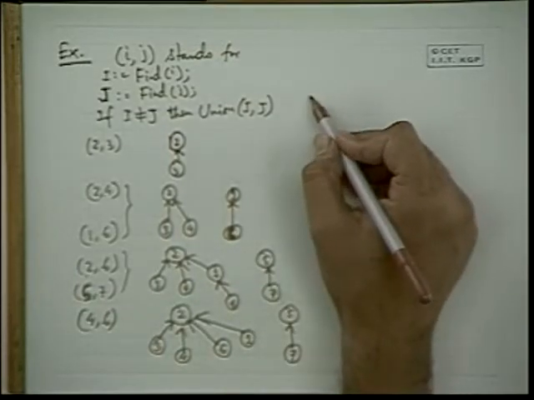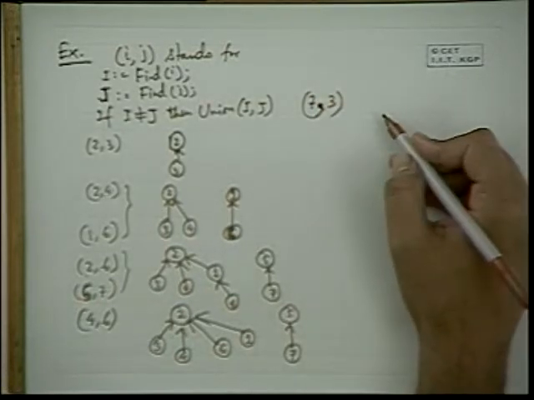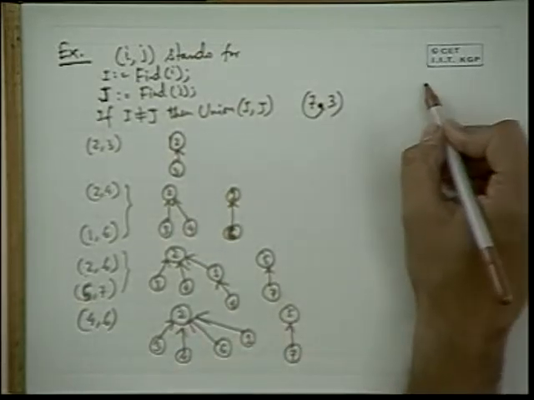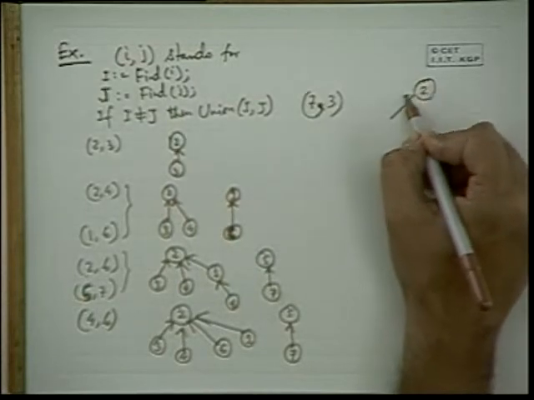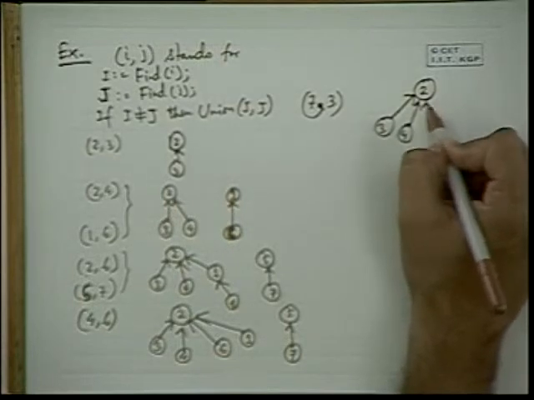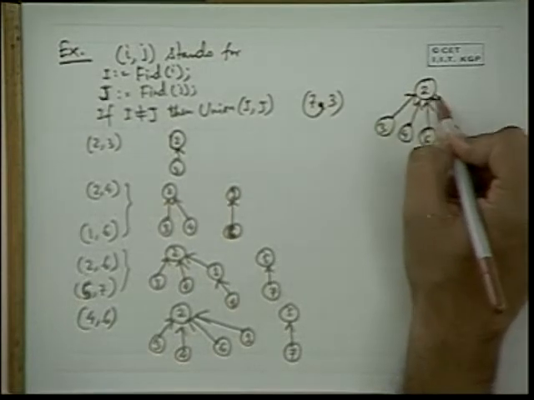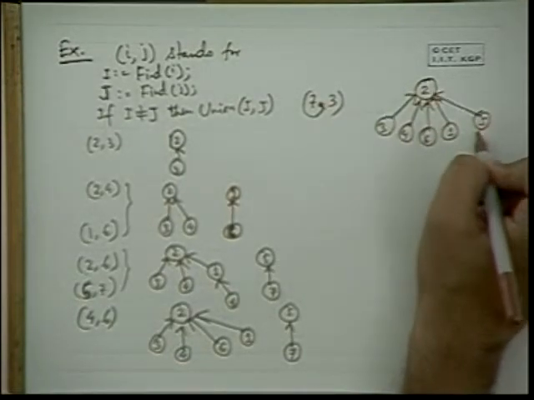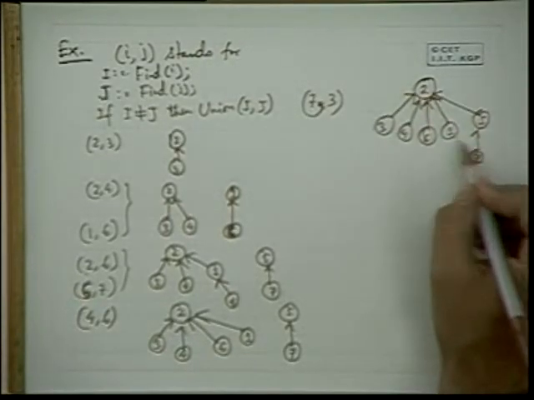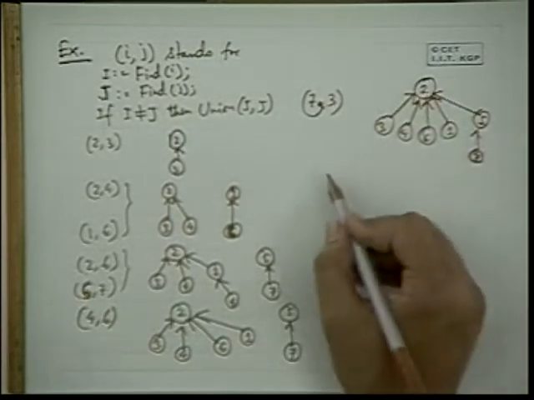The next one, suppose 7, 3 comes. For 7, 3, 5 goes to this. So the tree looks like 2. This one does not change. 4 remains here, 6 remains here, 1 remains there, then 5 comes here, which is pointed to by 7. So 7, 3 will do this, because the root of 7 is 5, and 5 will be joined to 2, which is the root of 3.